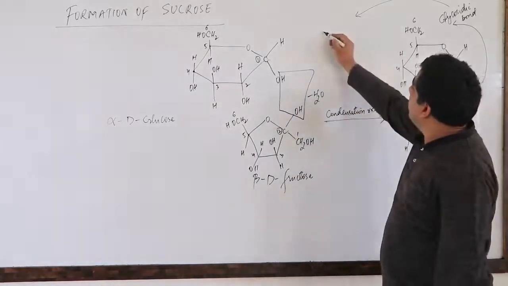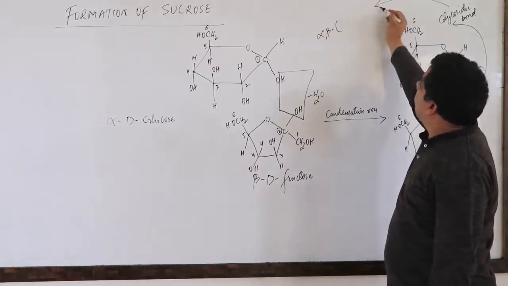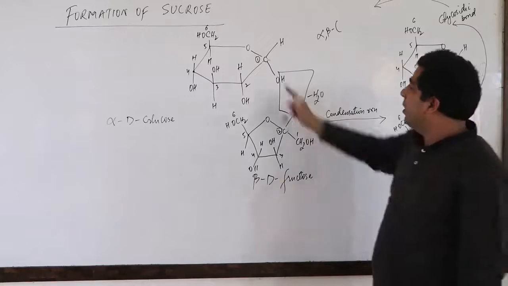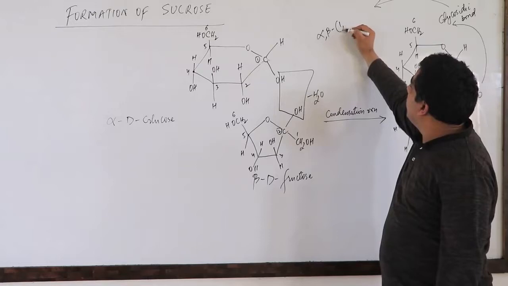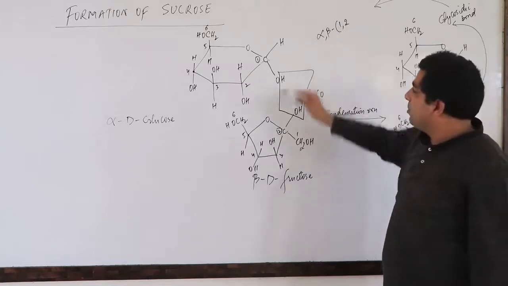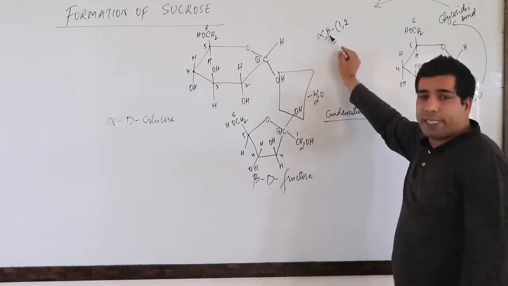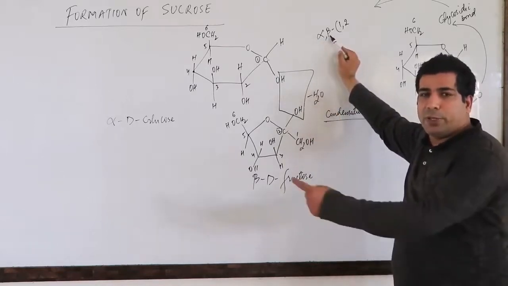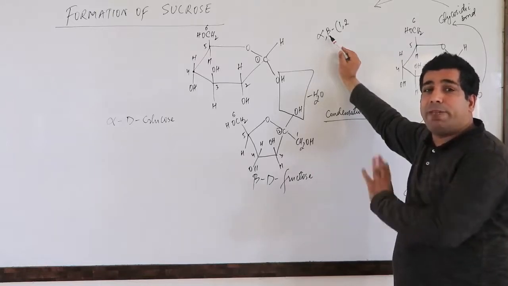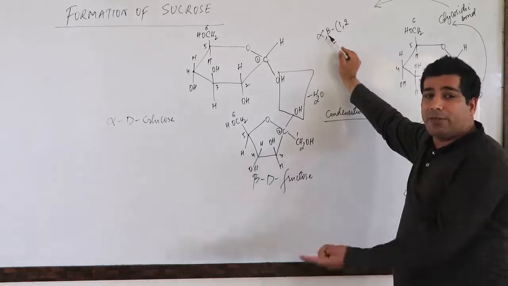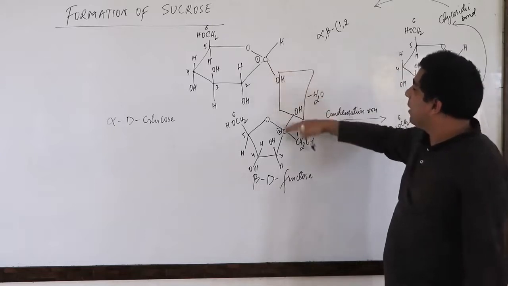So here I will write alpha comma beta, and it is between the first and second carbon. So I won't write 1 and 4, I will write 1 comma 2, because it is between the first carbon and the second carbon. Alpha is for glucose and beta is for fructose. If it is between two alpha molecules, then only alpha I have to write. If it is between two beta molecules, then only beta. But if it is between alpha and beta, I have to write alpha beta, 1 comma 2, between the first carbon and the second carbon.